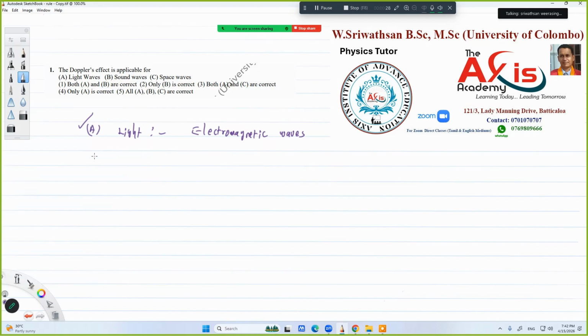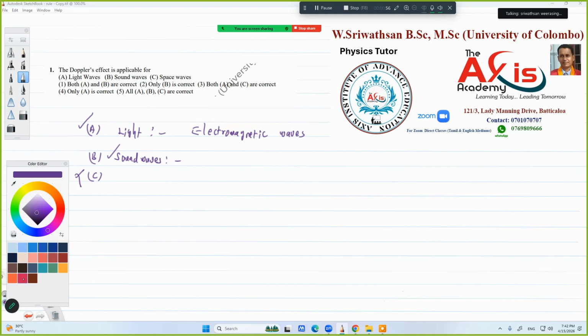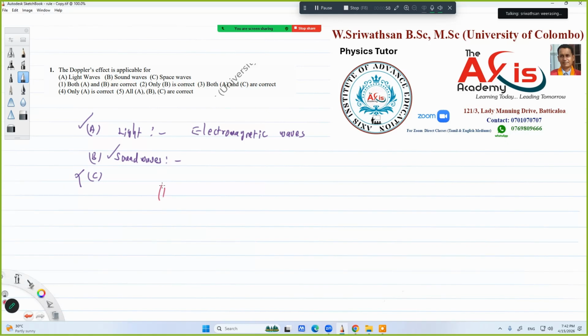Correct. Right. B, sound waves. Right, that is also correct. Sound waves are mechanical waves. Doppler effect is applicable for sound waves as well, right? C is space waves, right? There are no waves like that, and they didn't mention anything specifically, so it is wrong. So the correct option is A and B, and it is option number 1, right?